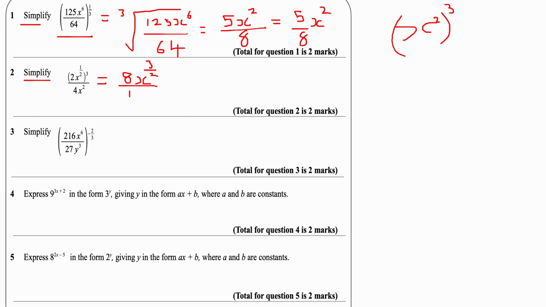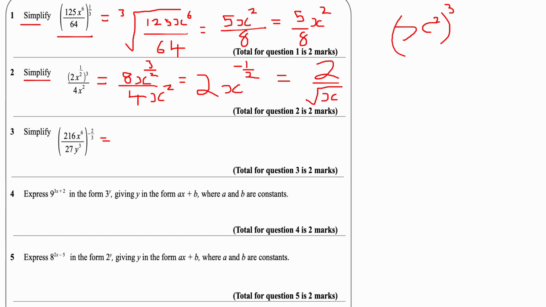And then I've got it all over 4x squared. Well, 8 divided by 4 is just 2. And then I'm going to subtract the powers. If I'm dividing with the same base, I just subtract the powers. I have 3 halves take away 4 halves, because 4 halves is equal to 2, so I get negative half. So 2x to the minus half, or I can write it as 2 over the square root of x, guys. Again, AS level maths and A level maths is getting used to writing things in different notations.